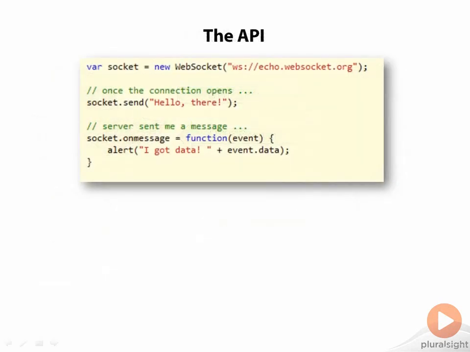The API for WebSockets is deceptively simple. First, you construct a new instance of a WebSocket. This is available on all browsers that support WebSockets, which is a topic we'll return to in just a bit. But the URI scheme for a WebSocket is WS, so ws:// and the server that you want to connect to. There's also WSS for secure WebSockets, which will be an encrypted connection.